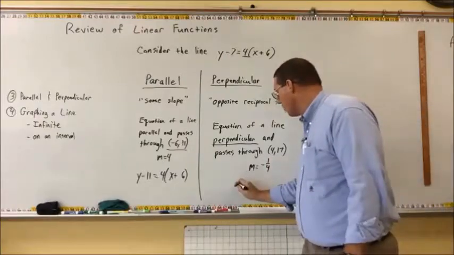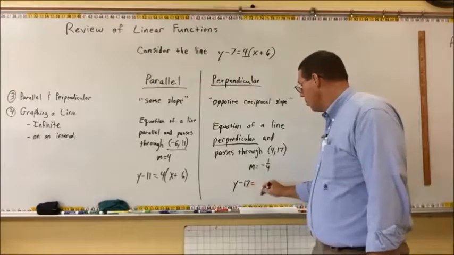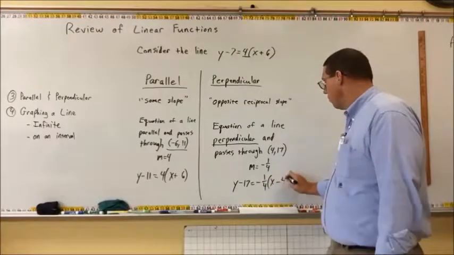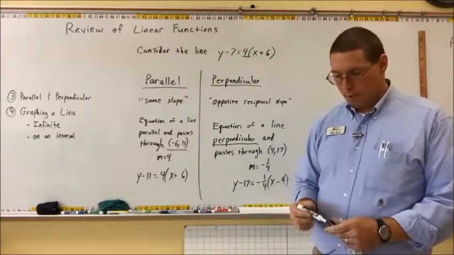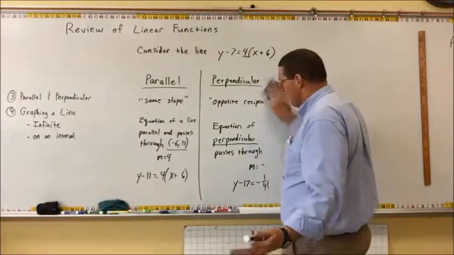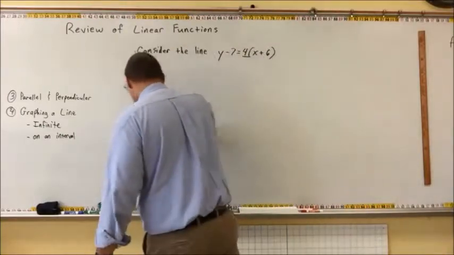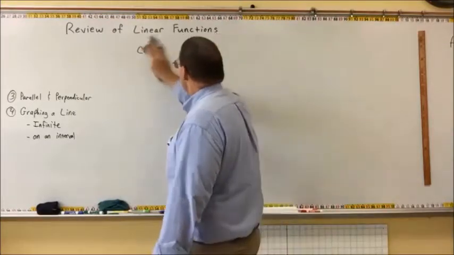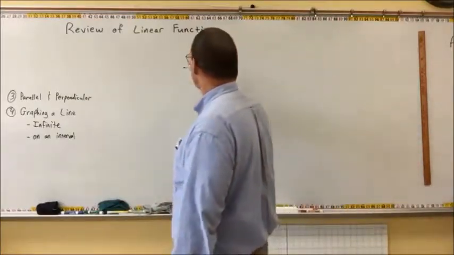So the equation of our line is going to be y minus the y value, y minus 17, equals the slope, -1/4, times x minus the x value, 4. And this is the equation of a perpendicular line. Okay? Let's do a couple more examples, shall we? So that's all you have to understand about parallel and perpendicular lines. Once you know the point slope form of an equation, and you know that the slope of a parallel line is the same, and you know that the slope of a perpendicular line is the opposite reciprocal. Okay? So let's do this.